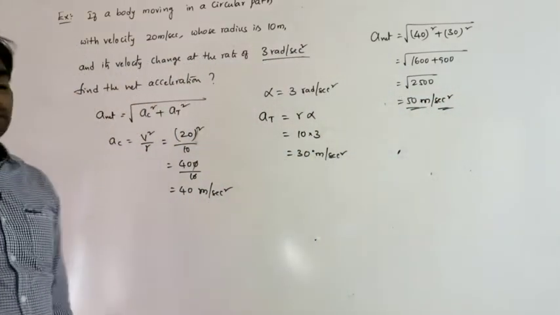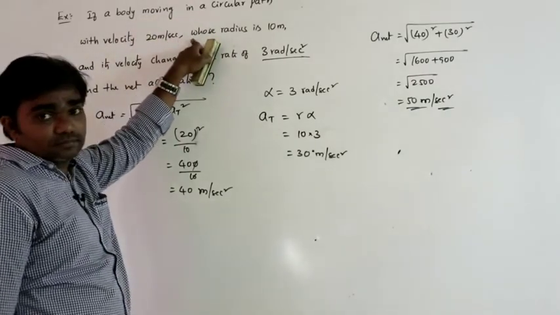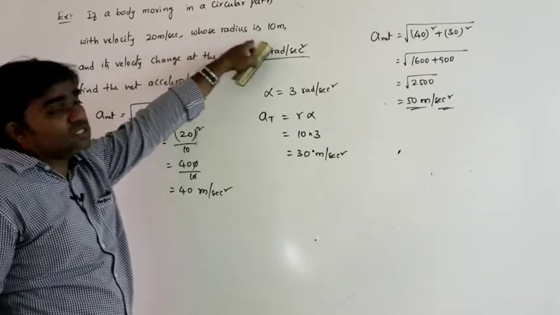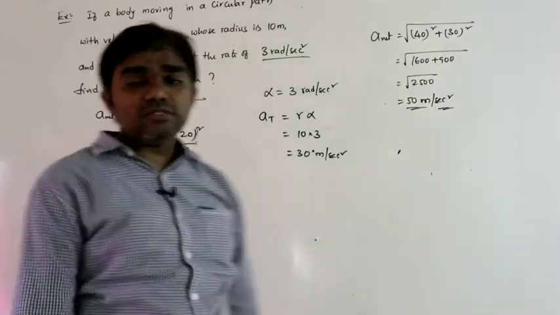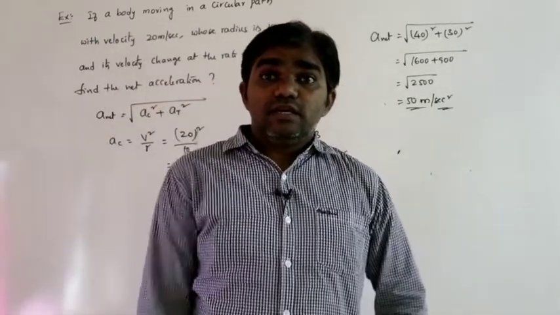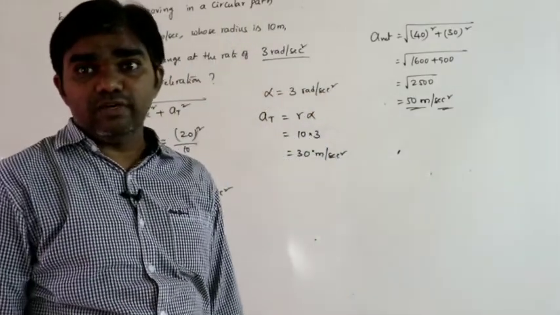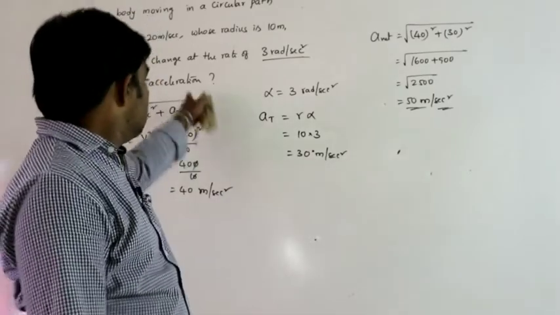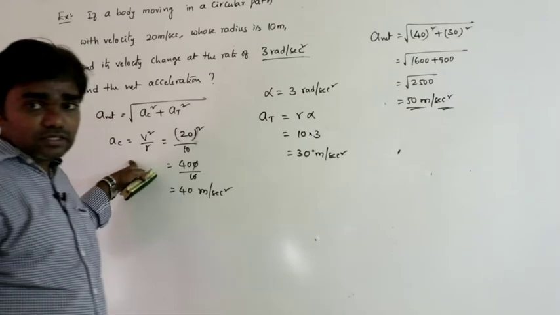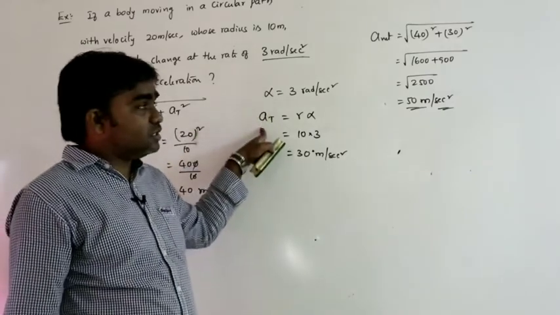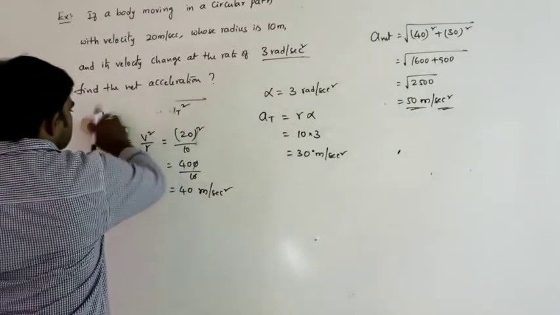So this is the way to do the problem. A body moving in a circular path with velocity 20 meters per second, whose radius of the circular path is 10, and its velocity changes at the rate of 3 radian per second square. Angular acceleration is given. So based on this, how can you calculate net acceleration? Like this. First we calculate centripetal acceleration, next tangential acceleration, then net acceleration. So that is the way to do the problem.